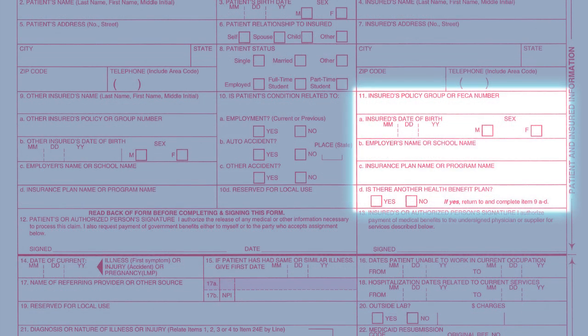Skipping to field 10, is patient condition related to employment, auto accident, or other accident? This field must be completed, and in the ABA industry will almost always be defaulted to no. Field 11. Only 11D is a mandatory field that must be completed. It reads, is there another health benefit plan? Select yes if the patient has a secondary insurance policy, and no if they only have one insurance plan.